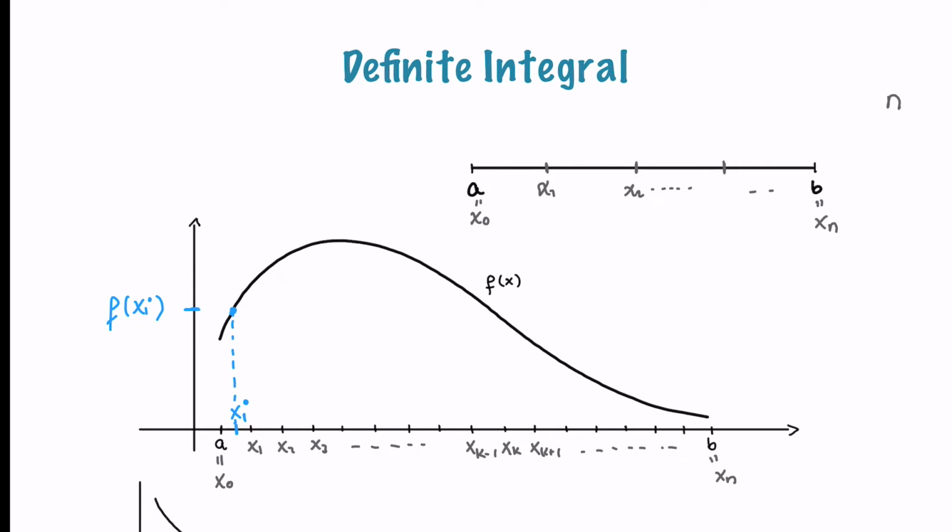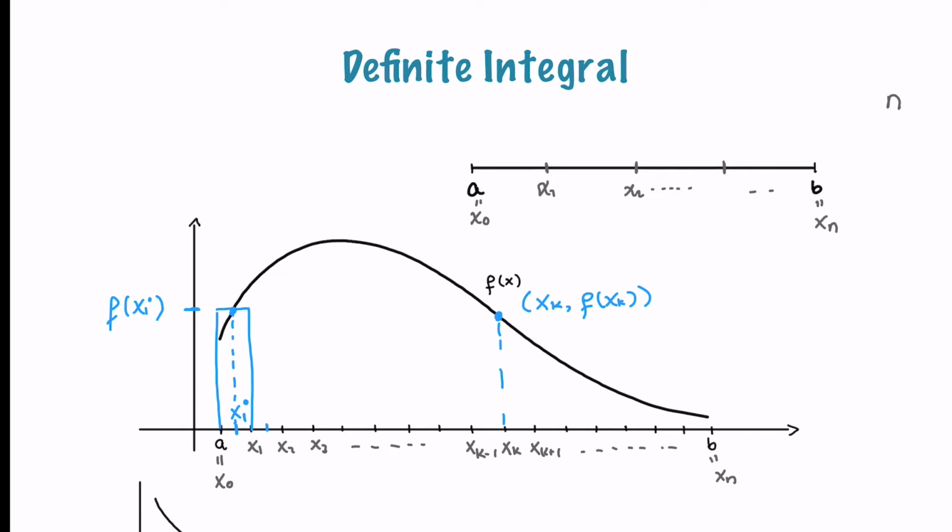Remember, any point on the graph has coordinates xk, f of xk, like x, f of x is the graph of a function. All right, so we take this rectangle here, approximating the height by the height of the function at x1 dot.